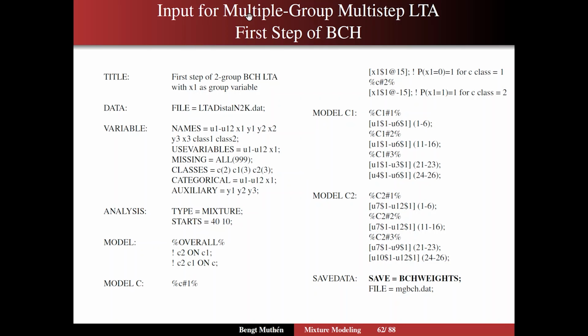Slide 62, we turn to multiple group, multi-step LTA. So we do multi-step now instead of regular LTA. So here's the first step of BCH. Same data set, and we have 3 latent class variables as before, and we want to save the distal outcomes for a second step analysis. And you do not have C on C or C2 on C, C to C1 on C. Those are both commented out. And here we define the perfect indicator, and here we have the measurement invariance. And since we want to do BCH, we save BCH weights.